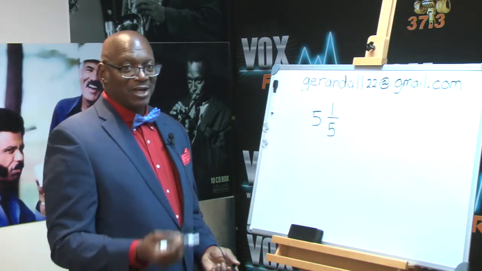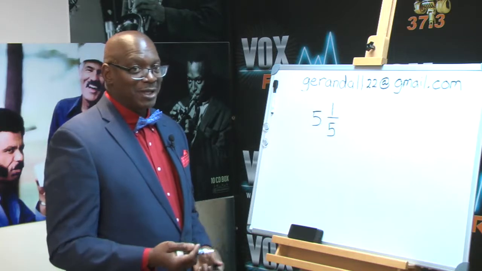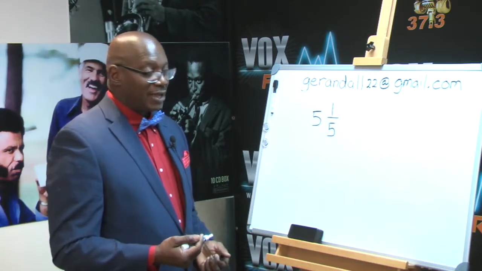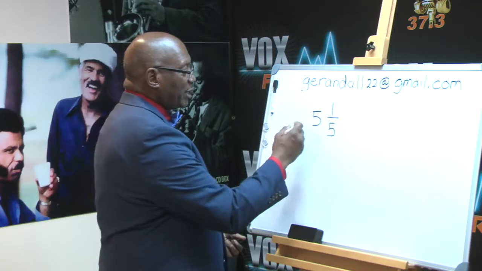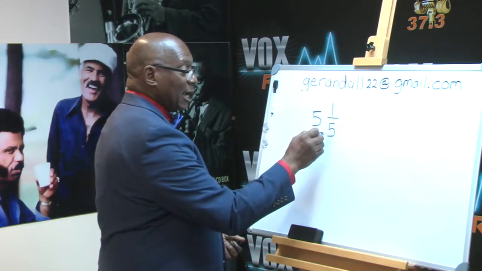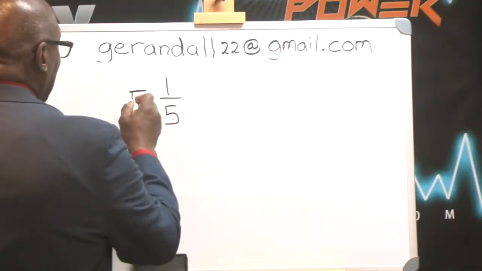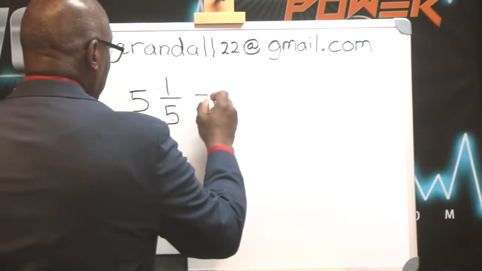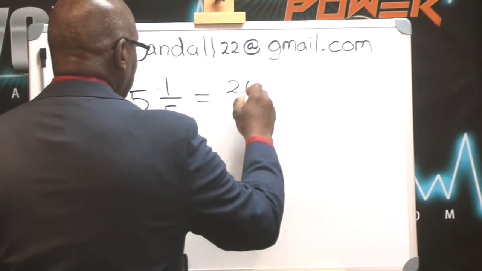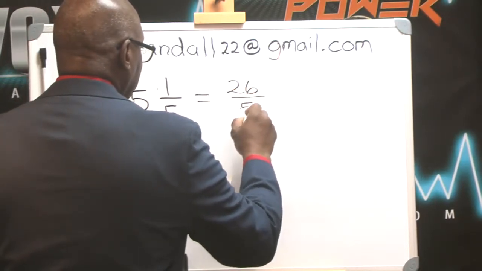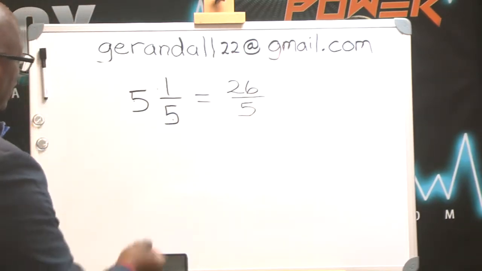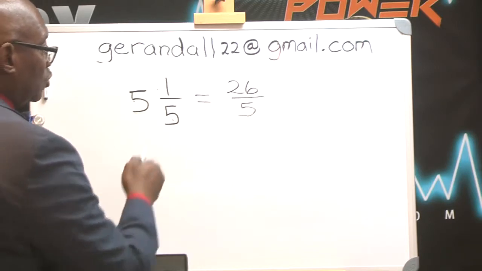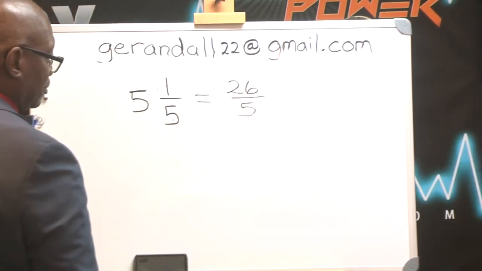And guess what we need to know? Our times tables and the ability to add. The way we re-express this is we say the denominator 5 times 5 is 25 plus 1 equals 26 over 5. We've converted 5 1/5 to 26/5, okay?